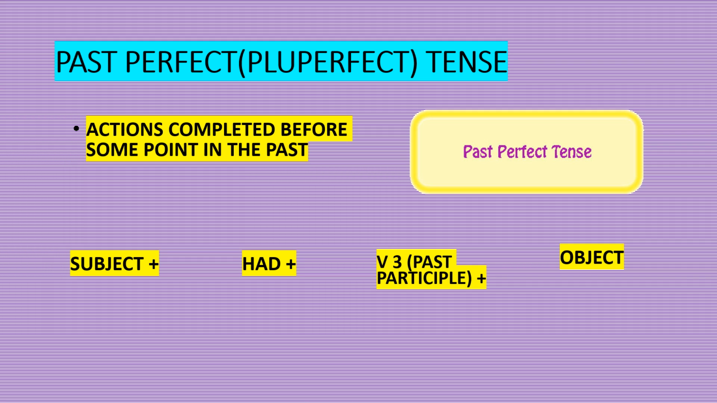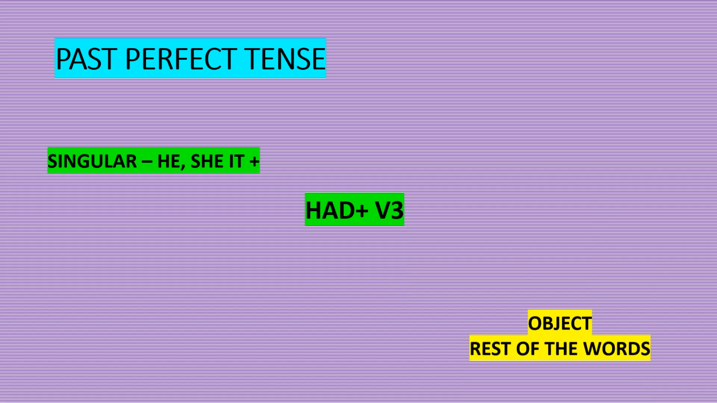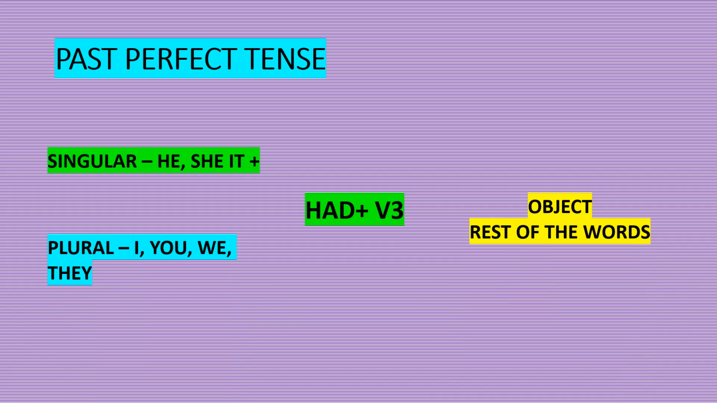Now here the formula will be subject plus had, which is an auxiliary verb, plus the V3 and an object. So if you want to take a look at the three forms of verbs, check my step 1 video. So irrespective of the singular subject or the plural subject, which is he, she, it, and I, you, we, they, I will use had with the verb third form and the rest of the words, which is an object.